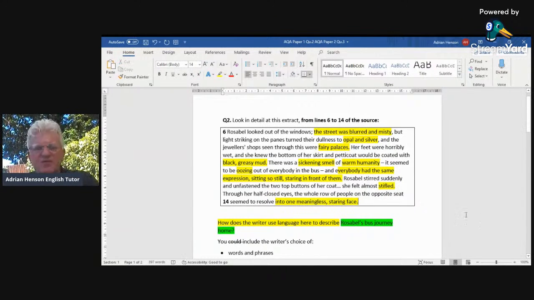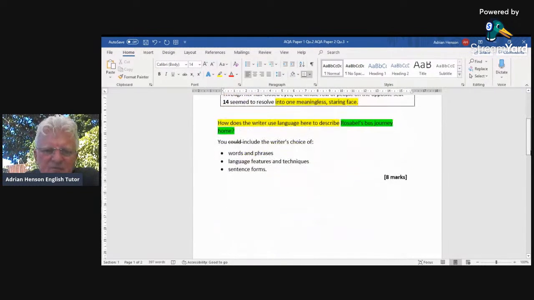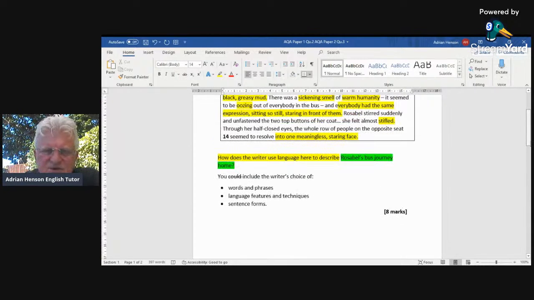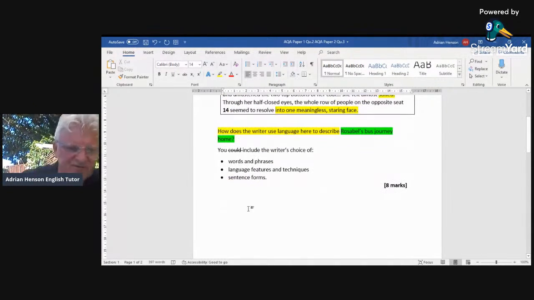Now, I've gone through that chronologically. Now, you can't write every single reference. So my feeling is you can develop a very simple technique. So you could start off at the beginning of this short extract.